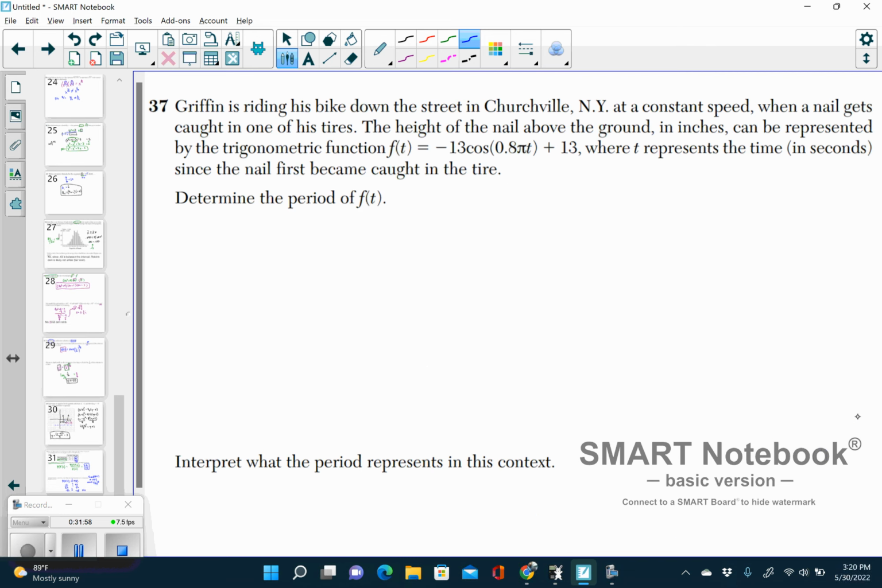All right. Our last question, right? This is our last question. Woohoo! So it says blah blah blah blah blah. You can all figure this out. So this one we have done. The period is equal to, I want to refresh your memory, 2 pi over b. The b is the number that's in front of, in this case, our variable, which is t. So we're going to go 2 pi over 0.8 pi.